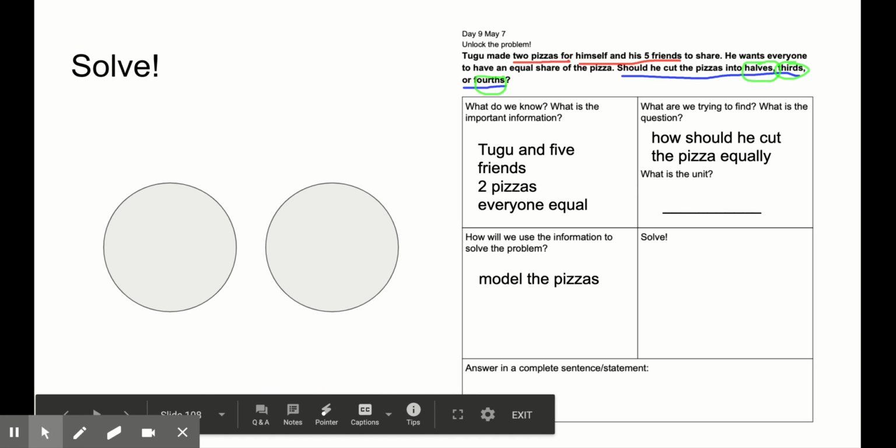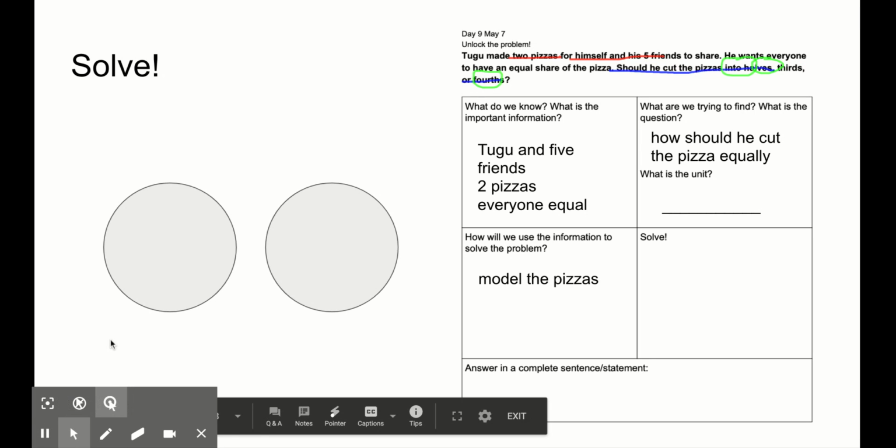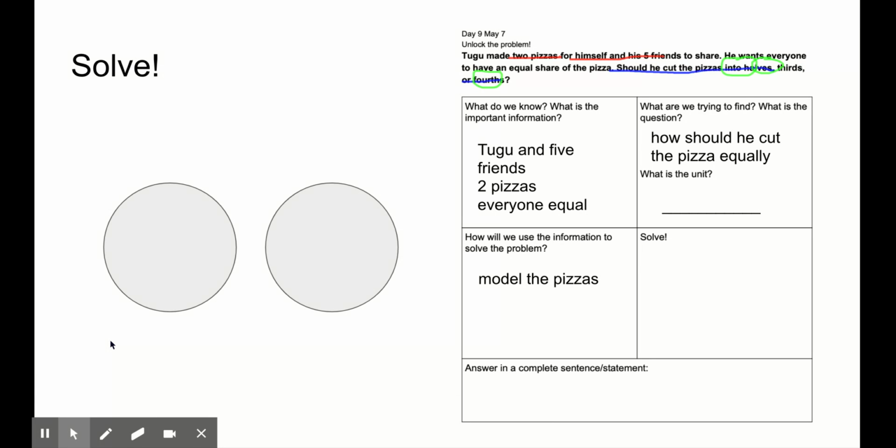Now it's time to solve. Take a few minutes and try and figure it out yourselves. Pause here, and when you come back, we'll check our work together. Let's take a look at some ways that you could solve this.